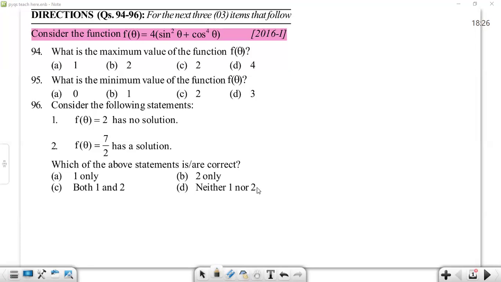Yes, sir. Okay, so let's continue with the first question of AOD, which I have brought today. These are the PYQs of the UPSC NDA examination.